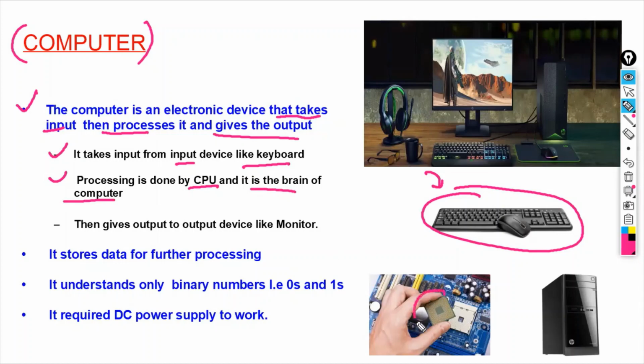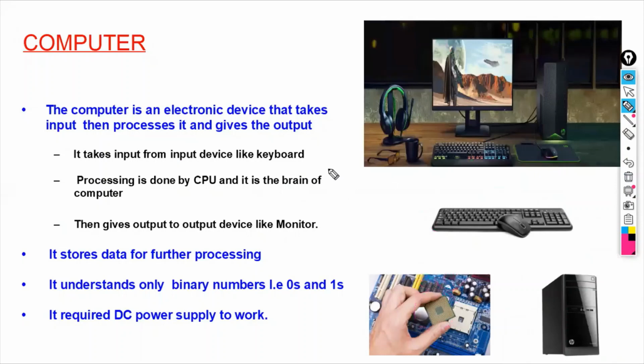Okay, this is the CPU. This is the chip, the processor is called CPU, and it is the brain of the computer. So guys, most of the students think that this box is the CPU. It is not a CPU, it is a cabinet. And then it gives the output to the output device like monitor.